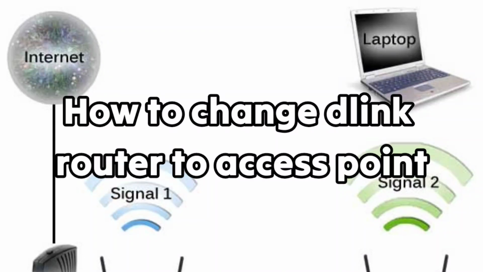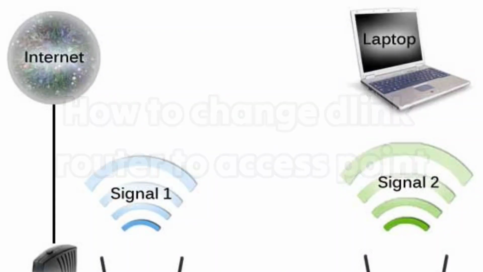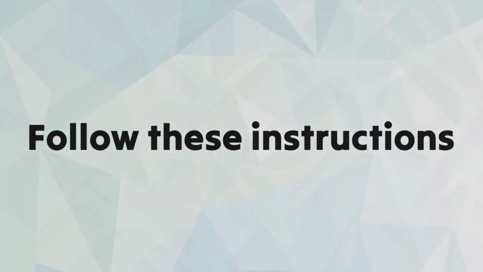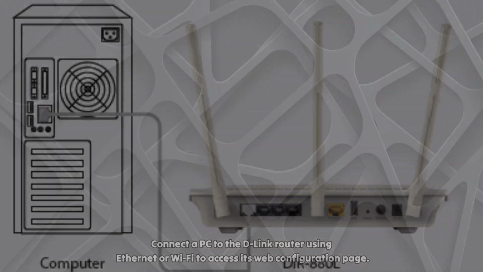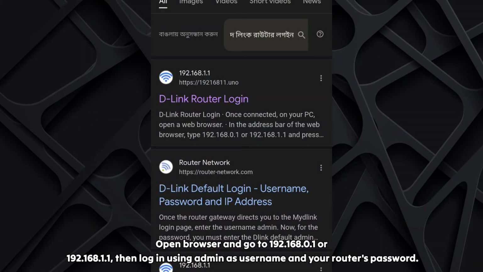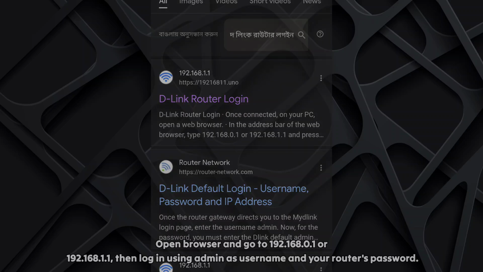How to change D-Link router to access point? Follow these instructions. Connect a PC to the D-Link router using Ethernet or Wi-Fi to access its web configuration page. Open browser and go to 192.168.0.1 or 192.168.1.1, then log in using admin as username and your router's password.